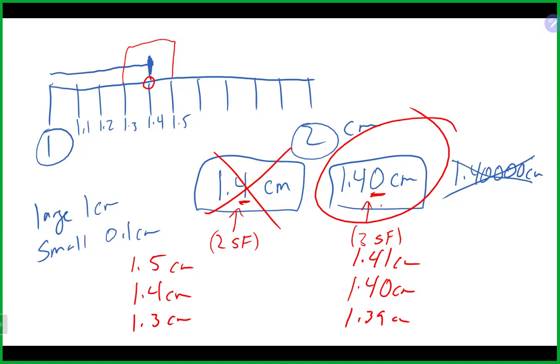Even if you hit something directly on a marking, and you have the ability to go, for example, to one more place, you should put the 0 there to maintain the proper number of significant figures and not make your measurement worse. Question on that there? Yeah.